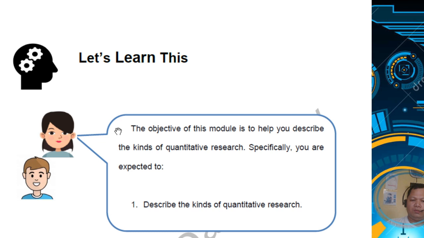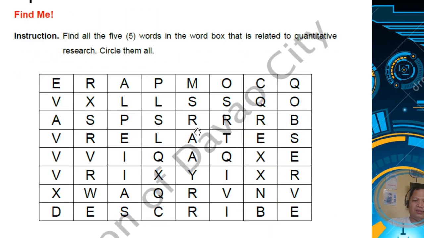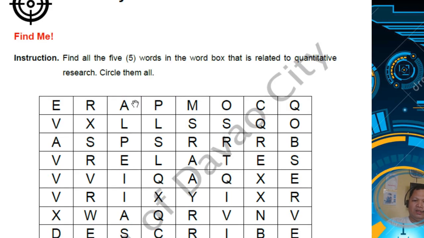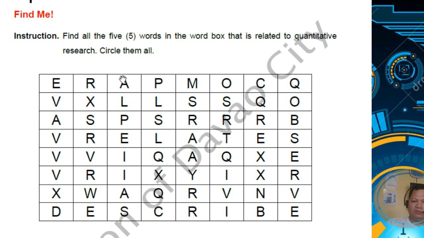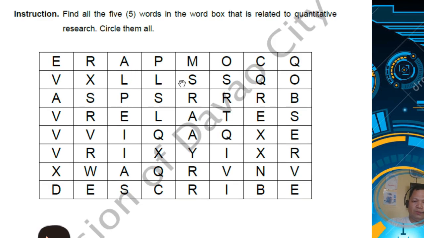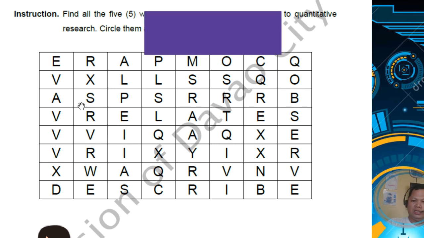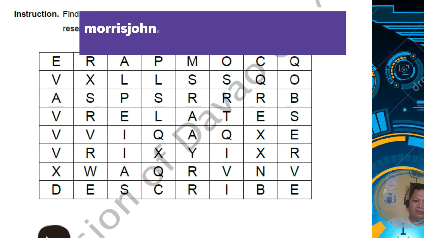Our objective for this module is to describe the kinds of quantitative research. Let's have this exercise. Find the 5 words in the box that are related to quantitative research, then encircle them all. I hope you find all of them. Again, submit your output to my Gmail account as you see on the screen.